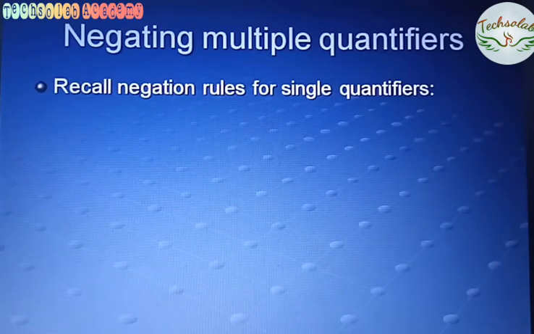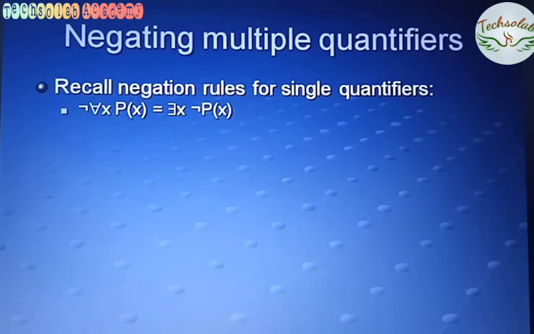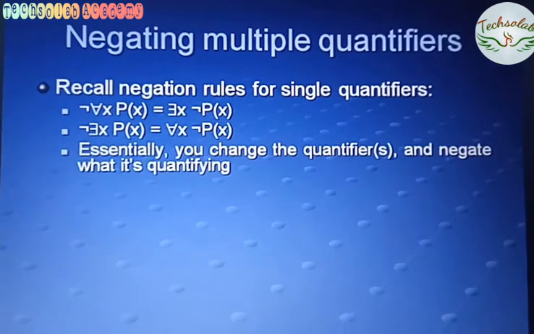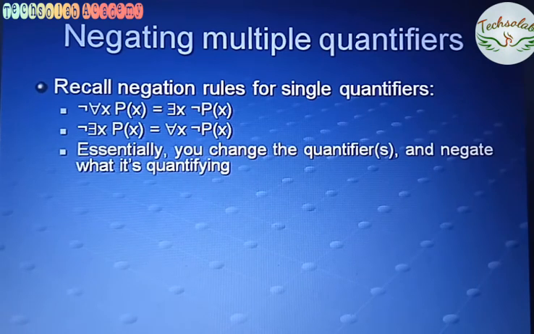So if we want to negate a nested quantifier statement, first recall the negation rules for single quantifiers. Not for all x P(x) equals there exists x, not P(x). And not there exists x P(x) changes into for all x, not P(x). So essentially you change the quantifier and negate what it is quantifying.